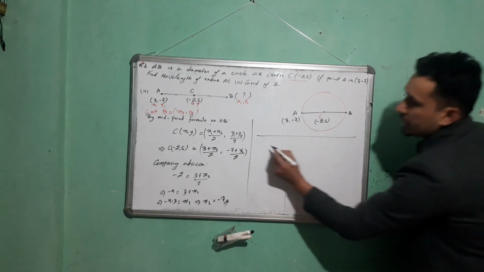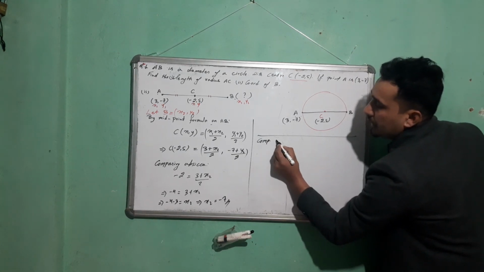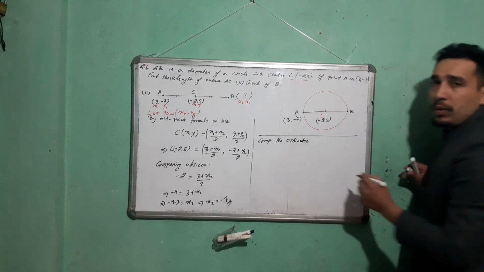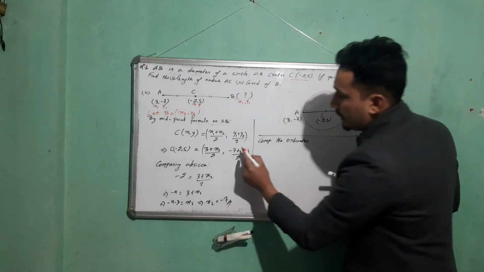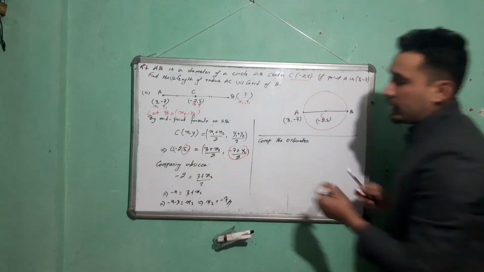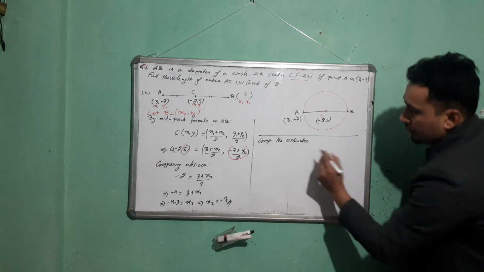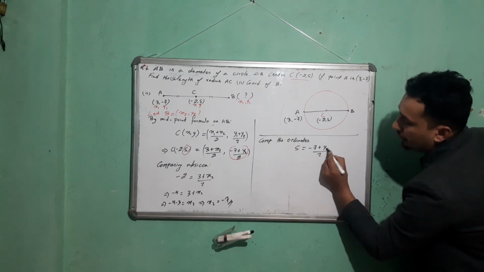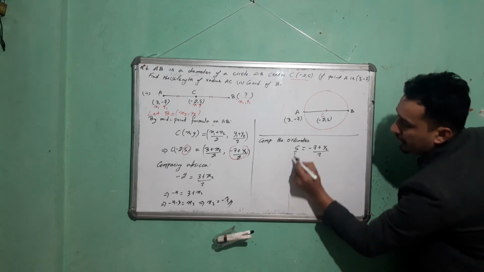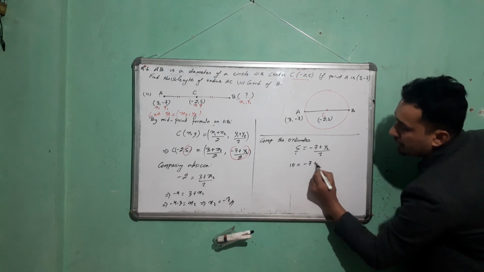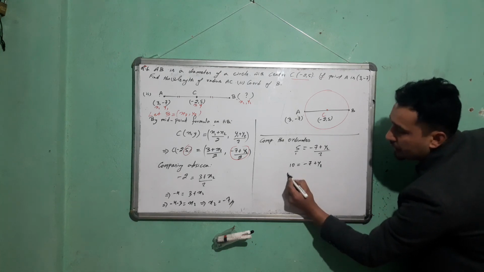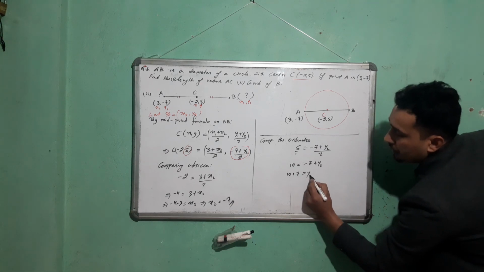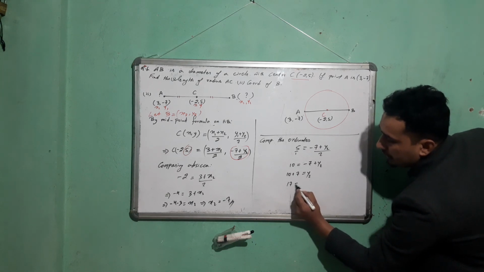Again, comparing the ordinates. Ordinates means the value of y. This part gets compared with this, y equals y. So 5 is equal to minus 7 plus y2 divided by 2. Below this is 1, so 2 5s are 10 equals minus 7 plus y2. Take this 7 that side. When this goes to this side, it becomes plus. So 10 plus 7 is 17, equal to y2.